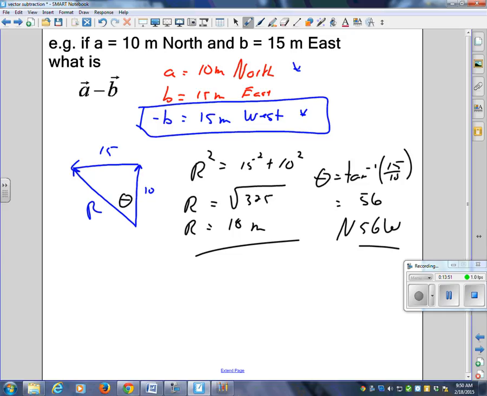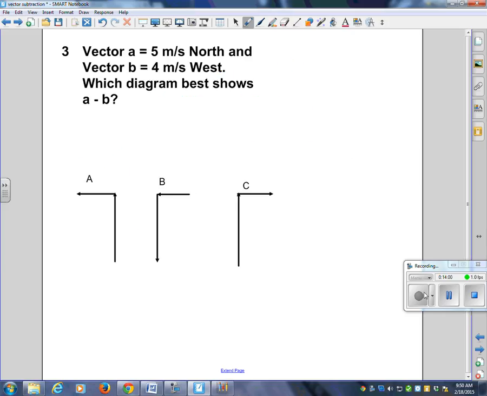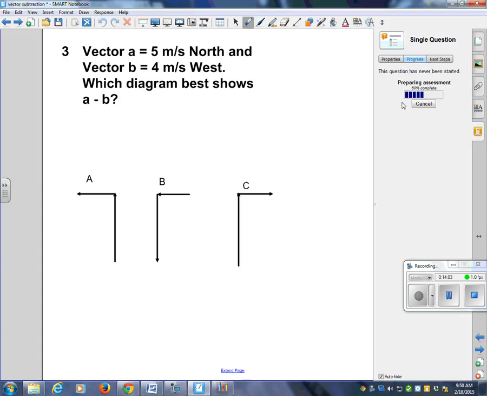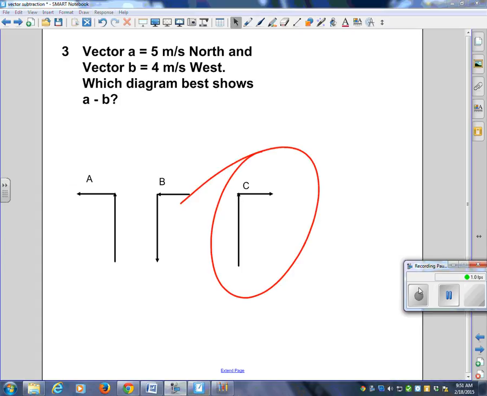Pretty easy. Which one gets switched? Vector B. So A is 5 meters per second north. B is 4 meters west, so minus B is going to be 4 that way. Clearly, it is C. This isn't hard at all, Mr. Bennett.